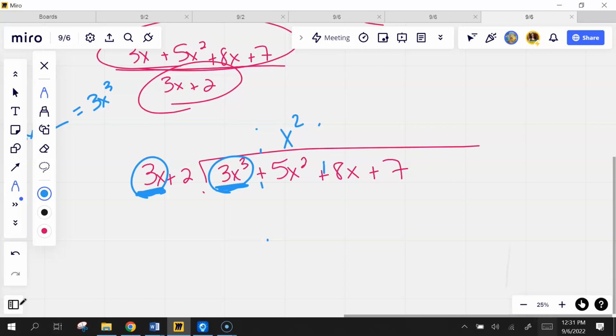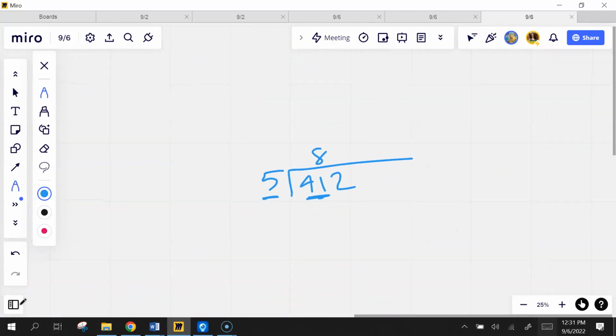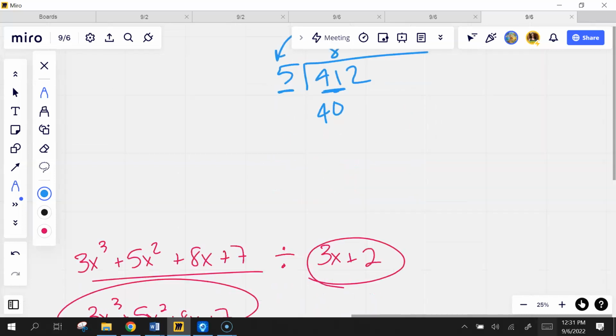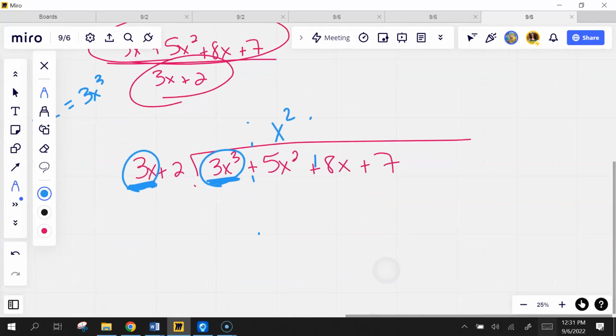But now, same step as here, I would multiply around, right? I'm going to do the same thing, but now I have to use more than just the first term. I'm going to multiply it to everything. X squared times 3x, and then x squared times 2 is positive 2x squared.